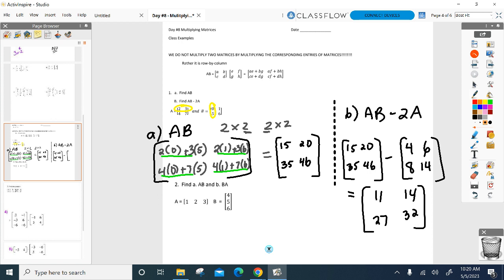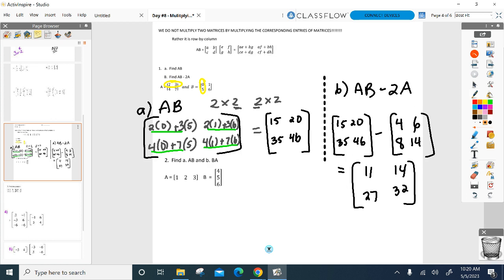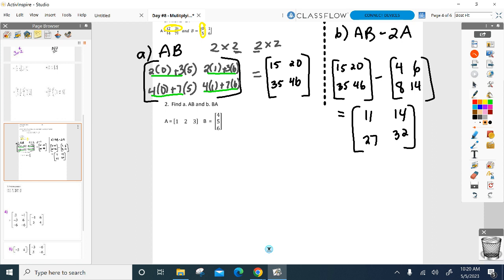Any questions? 11, 14, 27, 32. All right, let's keep multiplying. Number 2, do A times B first. First, can we do it, right? Let's see if we can do it or not. Anybody, matrix A, what size? 1 by 3. And I'm multiplying it with matrix B, which is a 3 by 1. All right, can we multiply it?